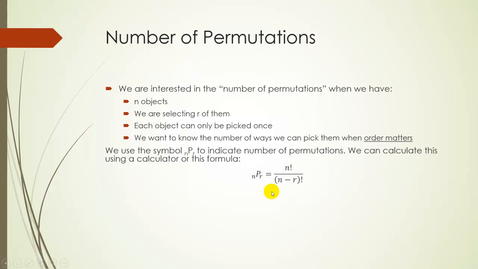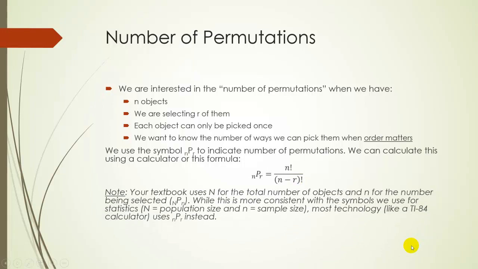In our example where we had 5 racers and we picked 3 people, we only care about the first 3 people and we don't care about the last 2, 5 minus 3 being 2. I should note here that your textbook uses different symbols. They use capital N and lowercase n, where you're starting with N objects and you're picking lowercase n of them. This is a lot more consistent with just the basic vocabulary of statistics, where you have a population of capital N and a sample size of lowercase n. However, every kind of technology, any web applets that calculate nPr or any calculators that calculate it, use the symbols n and r instead of capital N and lowercase n. So I'm going to use this notation, but they're just letters. Use whichever letters you like.